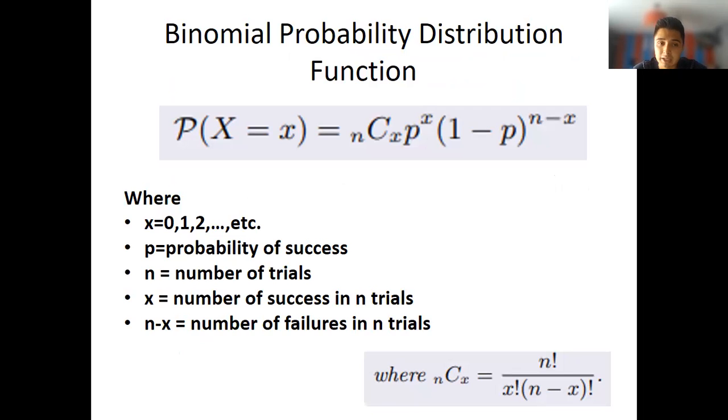of n minus x, where x could be the number of trials, 1, 2, 3, 4, 5, 100, I don't know. And p is the probability of success, the probability that we will achieve what we are researching. n is the number of trials. x could be the number of successes in the trials. And n minus x is the number of fails in n trials.